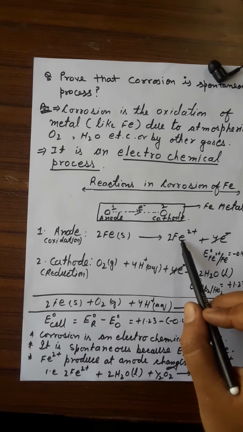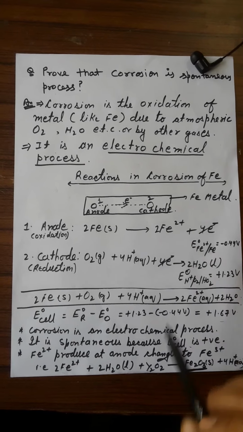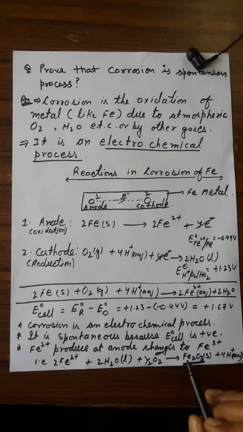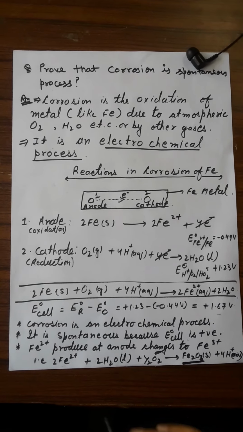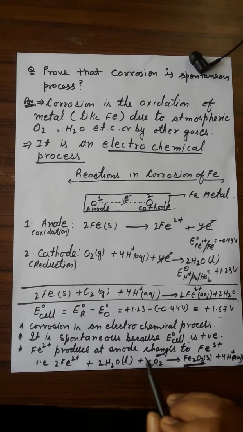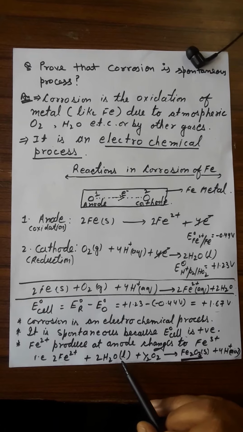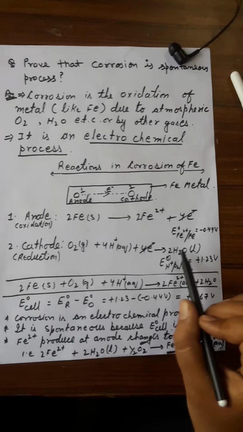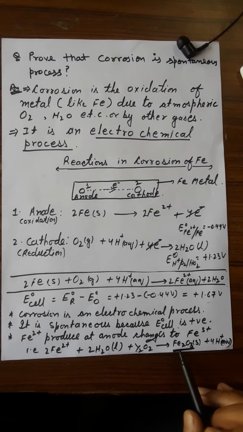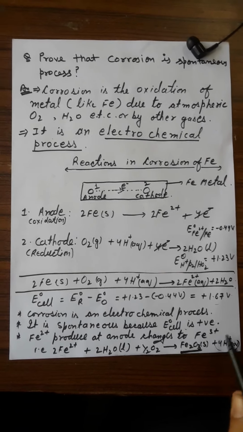Now what happens to the Fe2+ which is produced at the anode? This Fe2+ is less stable, therefore it will change into Fe3+. See the reaction. Here the Fe2+ produced at the anode changes into Fe3+ in the form of Fe2O3 by reacting with H2O and oxygen present in the atmosphere. H2O can be obtained either in liquid form from the air as moisture or from the cathode. So when Fe2+ obtains H2O and half O2, it will change into Fe2O3 plus 4H+ ions for balancing.